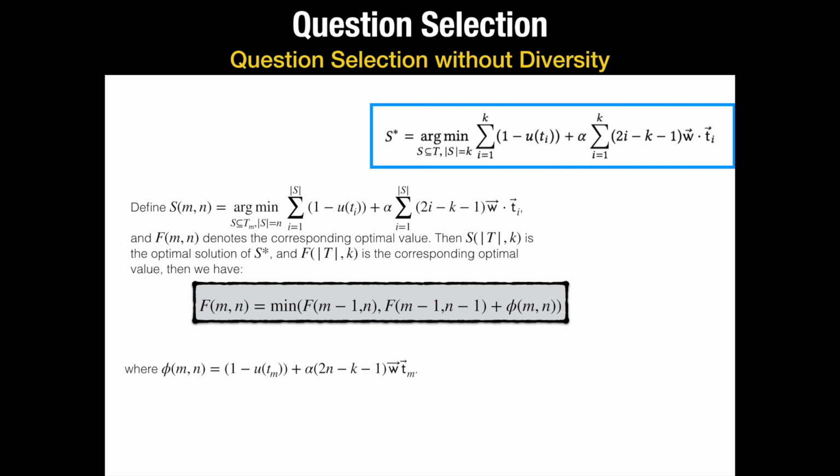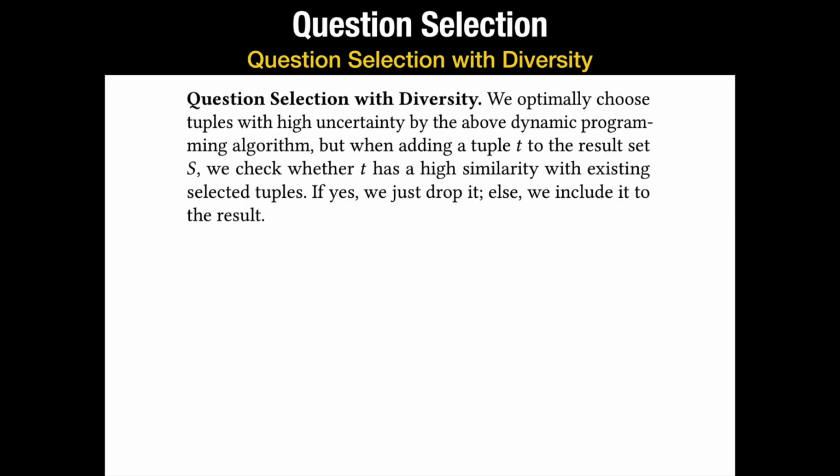Let's define S(m,n) as the optimal solution of selecting n tuples from Tm. Then we can write the corresponding dynamic programming equation and solve the question selection problem without diversity by dynamic programming techniques. When considering both uncertainty and diversity, we first choose tuples with high uncertainty by the above dynamic programming algorithm. But when adding a tuple t to the result set S, we check whether t has a high similarity with existing selected tuples. If yes, we just drop it, else we include it in the result.